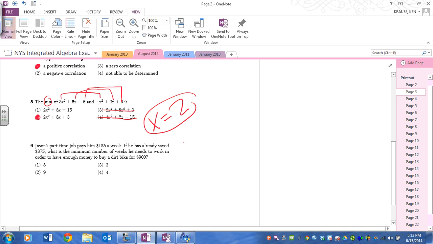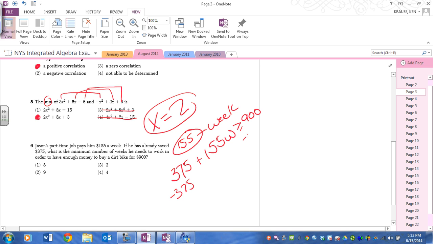Jason's part-time job earns him $155 per week. He's already saved $375, so there is $375 in the bank, and we're going to add $155 per week, so $155 times the number of weeks. And we want to buy a dirt bike, so that would be greater than or actually equal to $900. So if we subtract off the 375, we get 155W equals 525. Now we divide by 155.